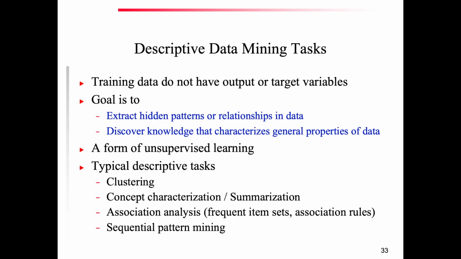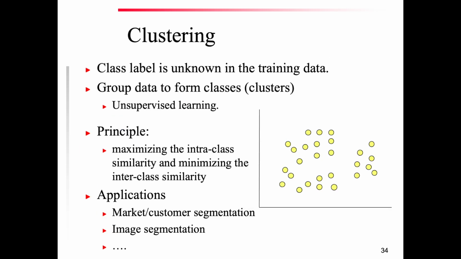And typical descriptive tasks are clustering, association analysis, and sequential pattern mining. Here's an example of clustering. So what is clustering? The class label is unknown in the training data. In clustering, we are going to group data to have different clusters. So how are we going to group them?